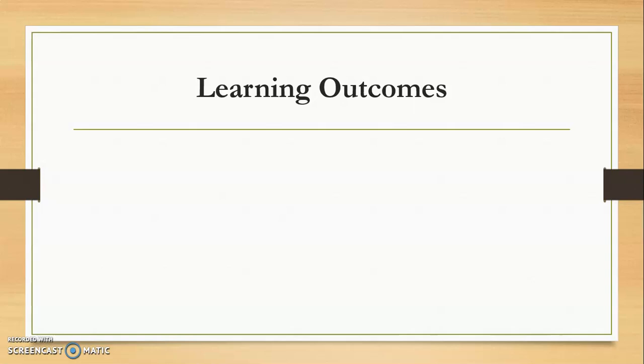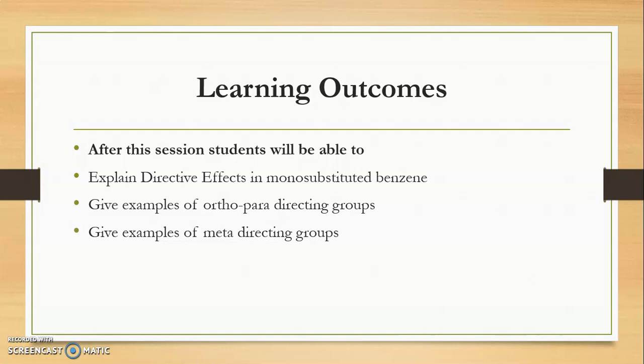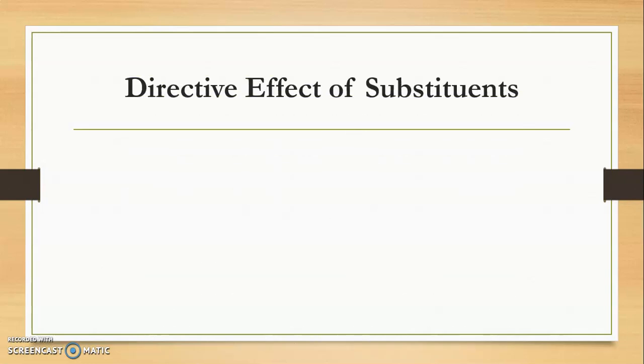Before that, we will see what are the learning outcomes of this session. After this session, students will be able to explain directive effects in the monosubstituted benzene, give different examples of ortho and para directing groups, and give examples of meta directing groups. So let's see what is the meaning of directive effect.